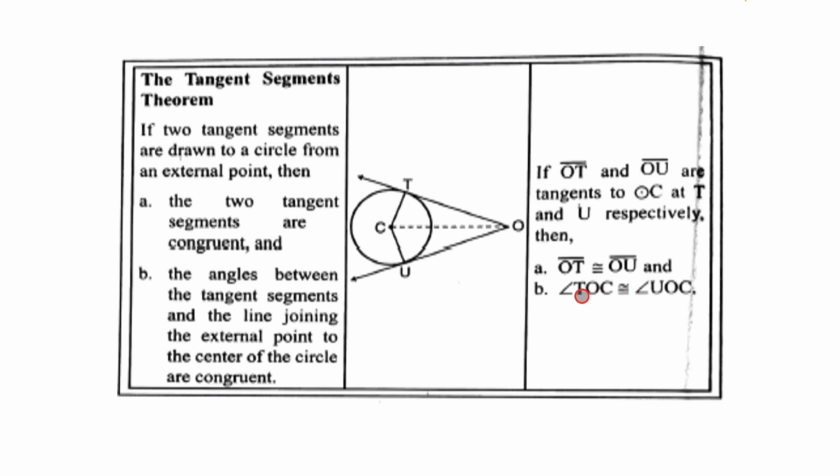And angle TOC is congruent with the angle UOC. So they are congruent. Kung ito ay 45, ito ay magiging 45 din.